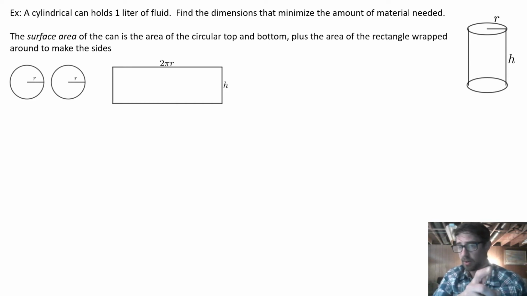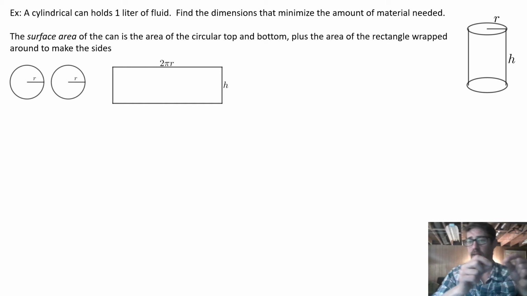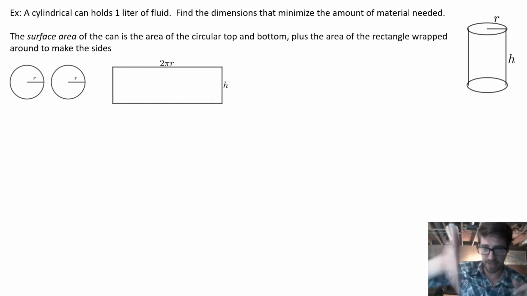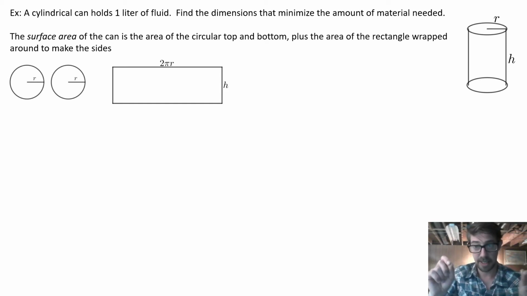Now think about the length. So the height of the sides is just H. It's just the height of the can. The length of that side is the same as the circumference of the top and bottom, right? Circumference is perimeter, but for circles. So the circumference of that circle is 2 pi r. That's not calculus. That's where I got that number, 2 pi r. That's how long that rectangle needs to be to wrap around to meet the top and the bottom.